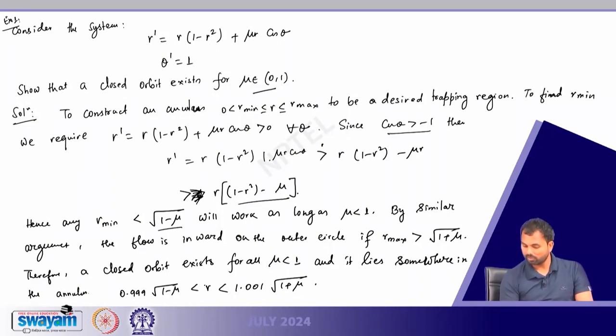And similar arguments will be given for r max. So, if r max is greater than square root of 1 plus mu, for mu less than 1, then we basically have the required circuit which is given by this annular region. And this is the closed orbit that we were looking for. So, a closed orbit exists for all mu and it lies somewhere in this annular region.